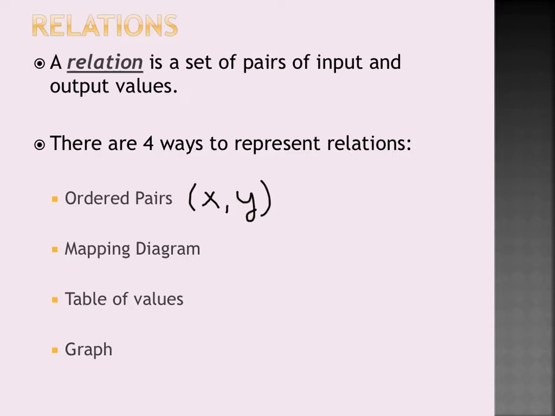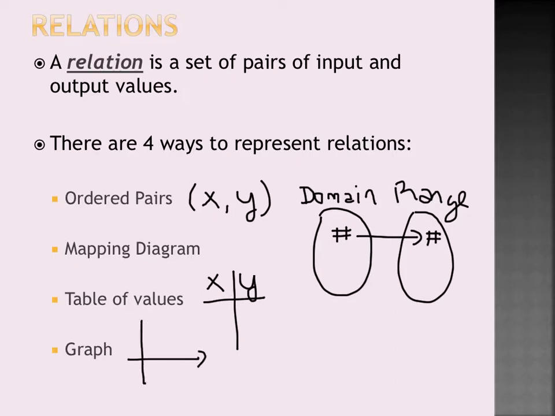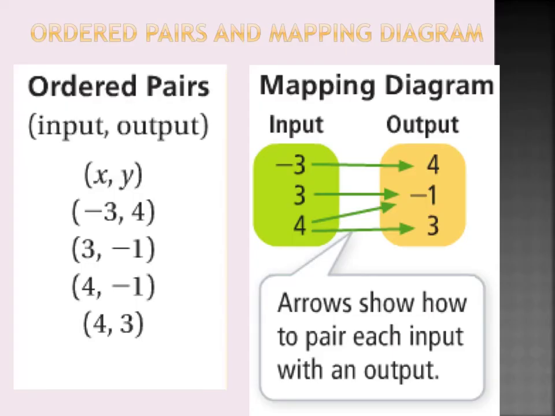Mapping diagram, so a mapping diagram will look something like this, where we have numbers being mapped to each other from our domain and our range. We have a table of values, which is like a t-chart, x and y. And then we have a graph, so when we have our x and y axis and we actually go ahead and graph those values. So here's an example of ordered pairs.